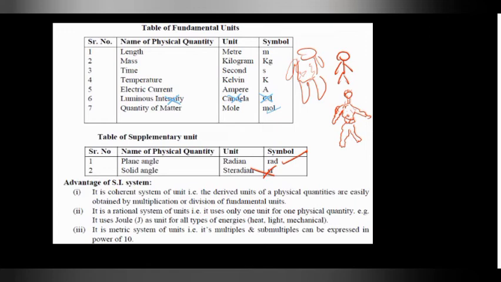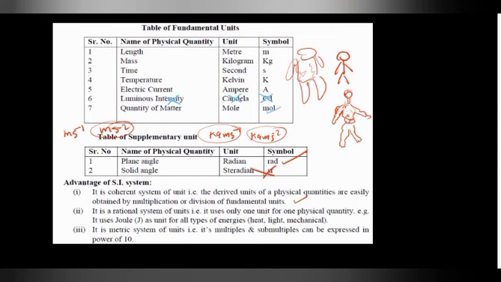So what are the advantages of the SI system? It is a coherent system. Derived units of physical quantities are easily obtained by multiplication or division of fundamental units. A good example is the previous one: m s^-1 for speed and m s^-2 for acceleration, and for mass it's the kilogram, so we can apply it the same way. kg m s^-1 for momentum, kg m s^-2 for what? Force. I will teach you this part very soon.